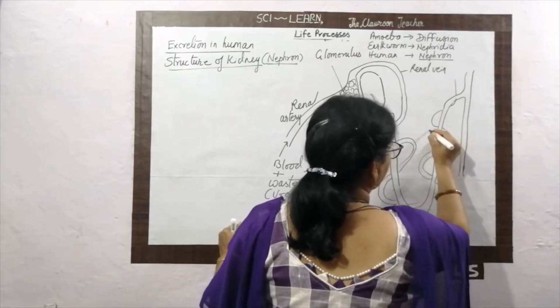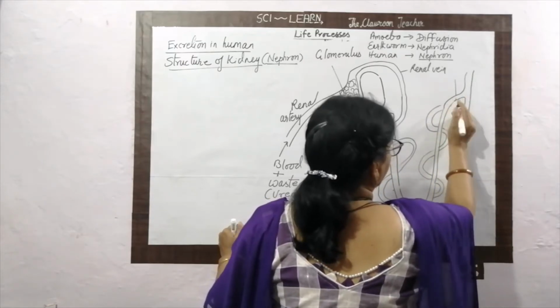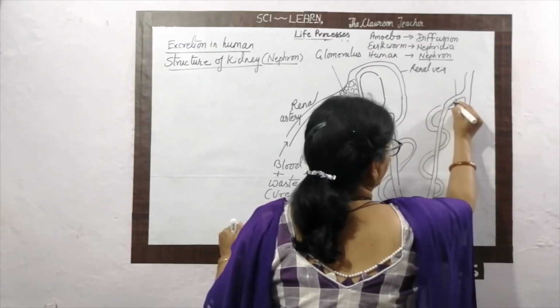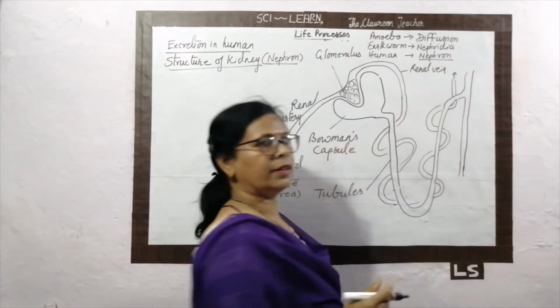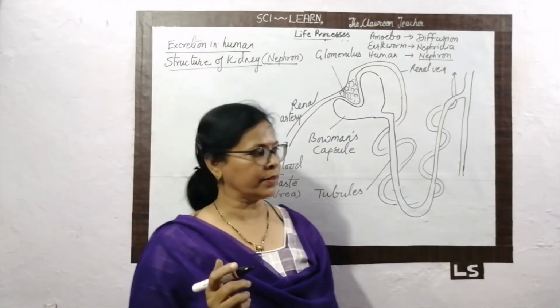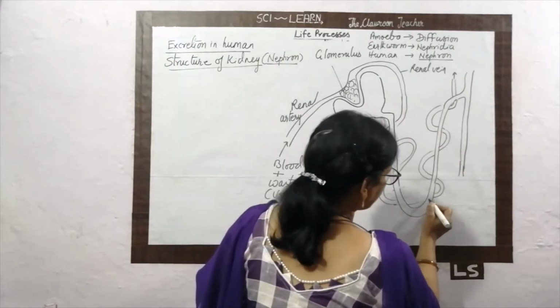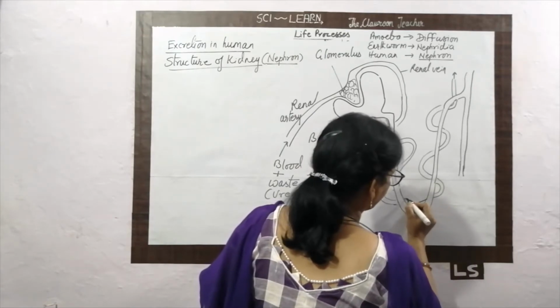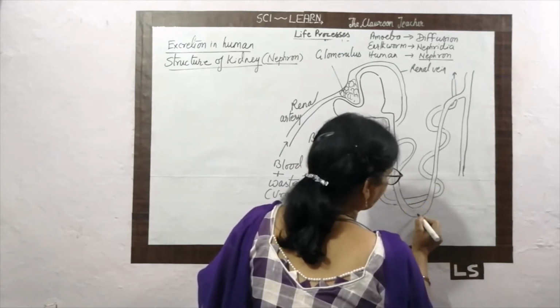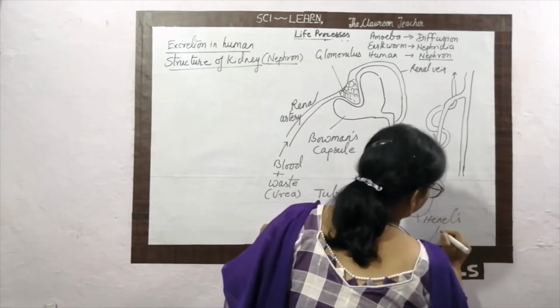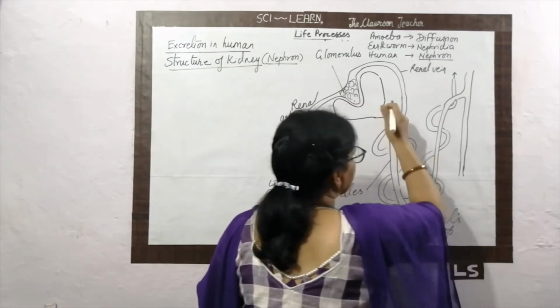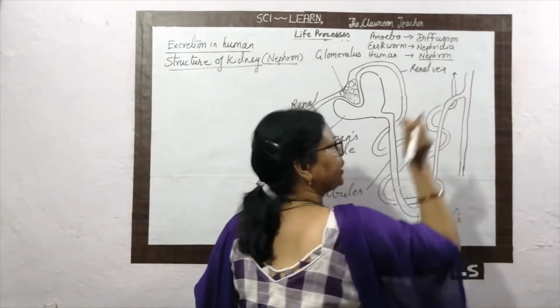Like this, it is revolved on the tubule. This part of the tubule is called Henle's loop. This is the descending tubule, this is the ascending tubule.